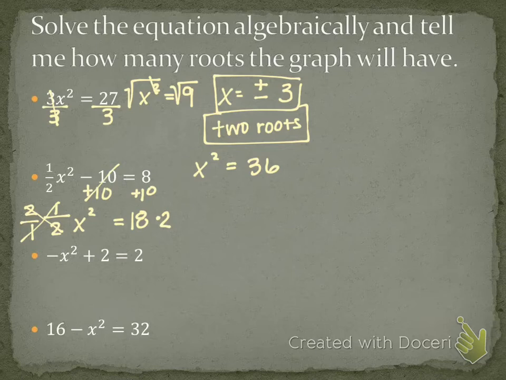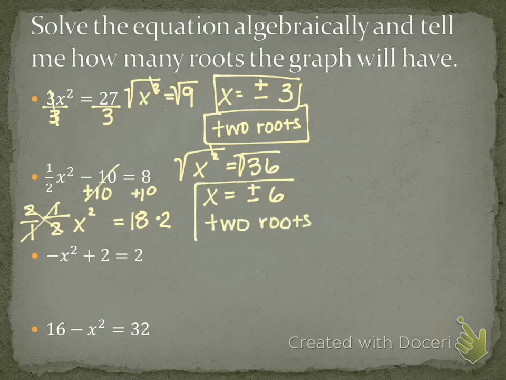Okay? So x squared is equal to 36. What do I do now? Square root, which cancels this out. And what does x equal? Positive negative 6. How many roots will this have? 2 roots. All right, is everybody writing this down? Everybody needs to be writing this down.